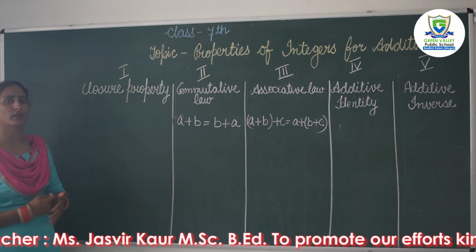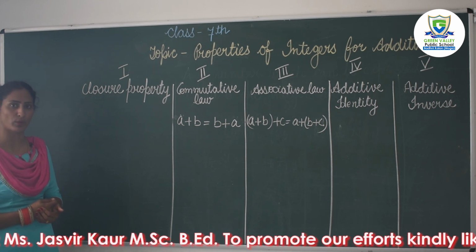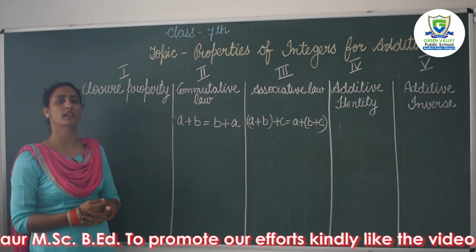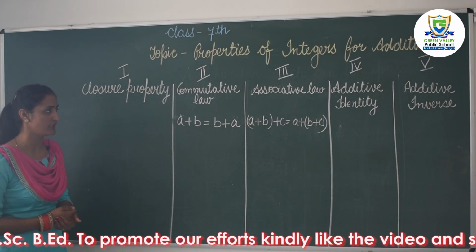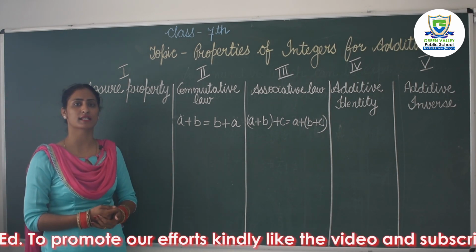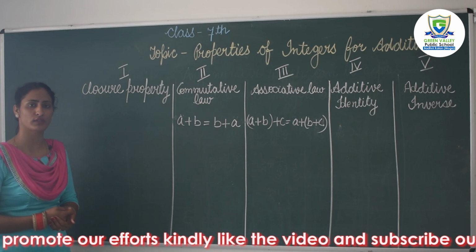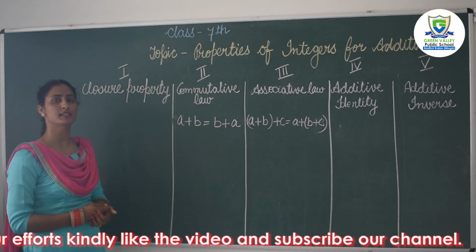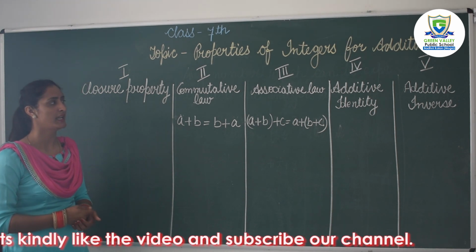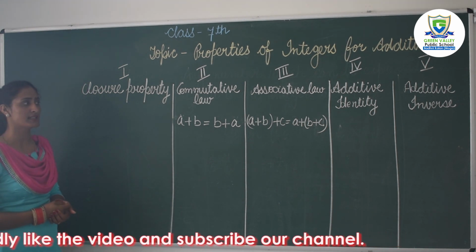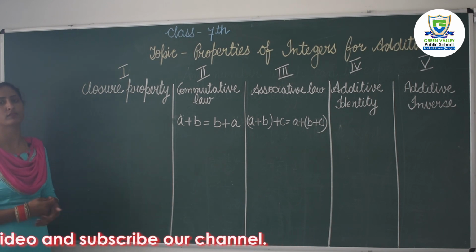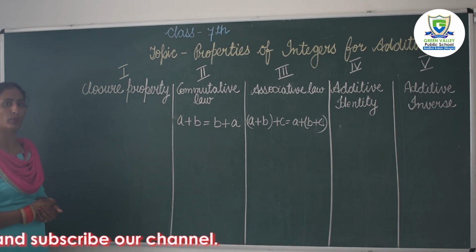The first property is known as closure property. The second is commutative law, or you can say commutative property. The third is known as associative law, or you can say associative property. The fourth is additive identity, and the fifth and the last is additive inverse. So students, first property is closure property.